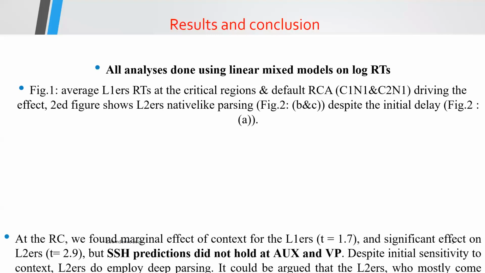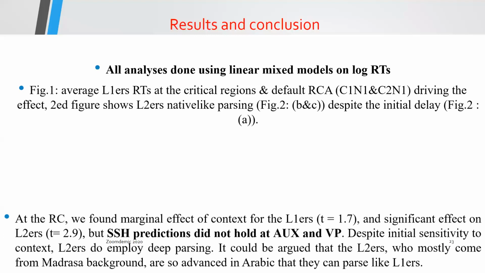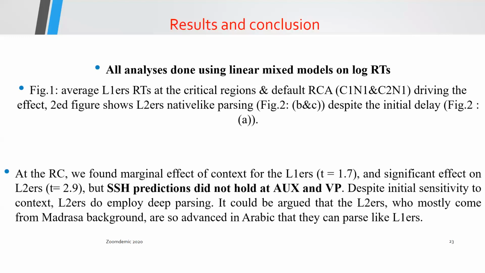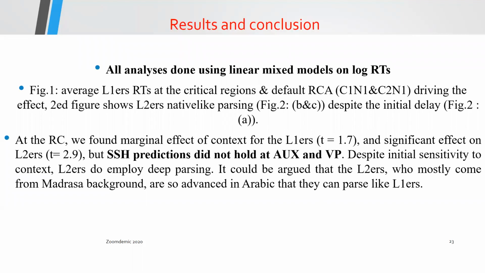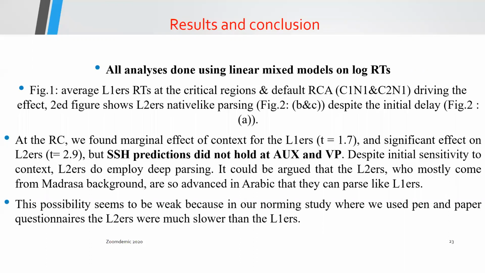So at the RC, we found a marginal effect of context for L1ers, significant effect for L2ers, but the predictions did not hold at the auxiliary at the verb. We could argue that L2ers who mostly come from madrasa background are so advanced in Arabic that they are parsing like native speakers, but that possibility seems to be weak because in our norming study, where they used pen and paper questionnaires, they were actually much, much slower than L1ers.